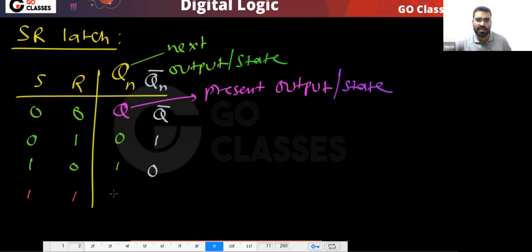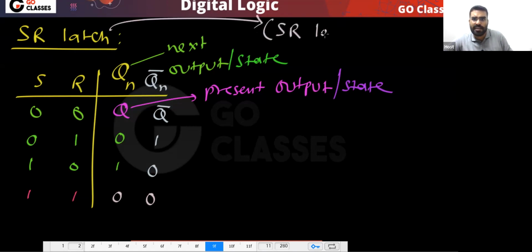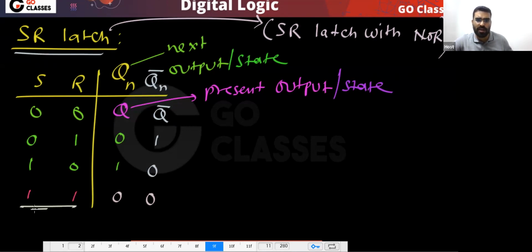If both inputs are 1, 1, then in this situation both outputs will become 0, 0. Correct? Yes or no? This we have already seen. By default, when I say SR latch, it simply means SR latch with NOR. So if both the inputs are 1 1, then both outputs, Qn and Qn bar, will become 0 0.